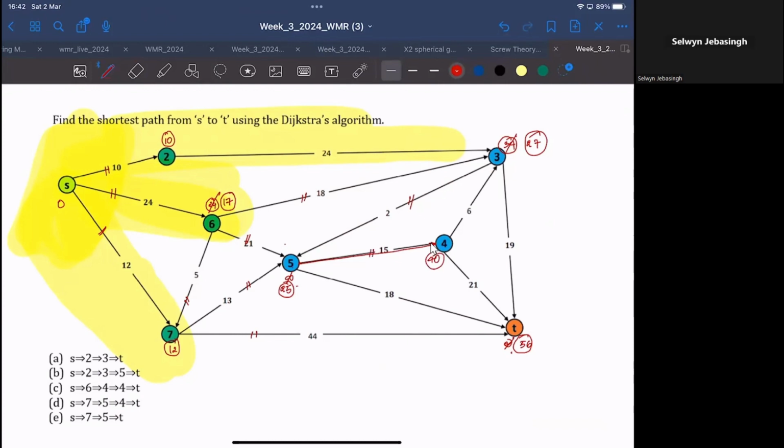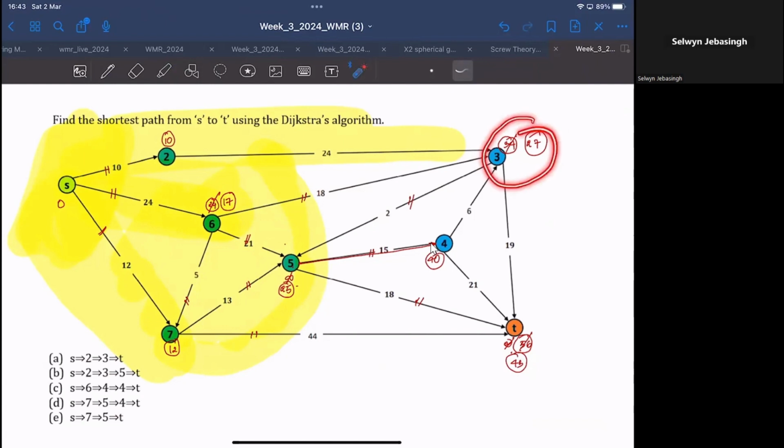Then again, if you expand node 5 to node 6, 25 plus 18 would be 43. That will be less than 56. So you can replace this 56 by 43. This also has been covered. So we have expanded node 5 as well. So you can block it off. Node 5 can also be blocked off. Now, out of the remaining nodes, the least cost corresponds to node 3, which is 27.